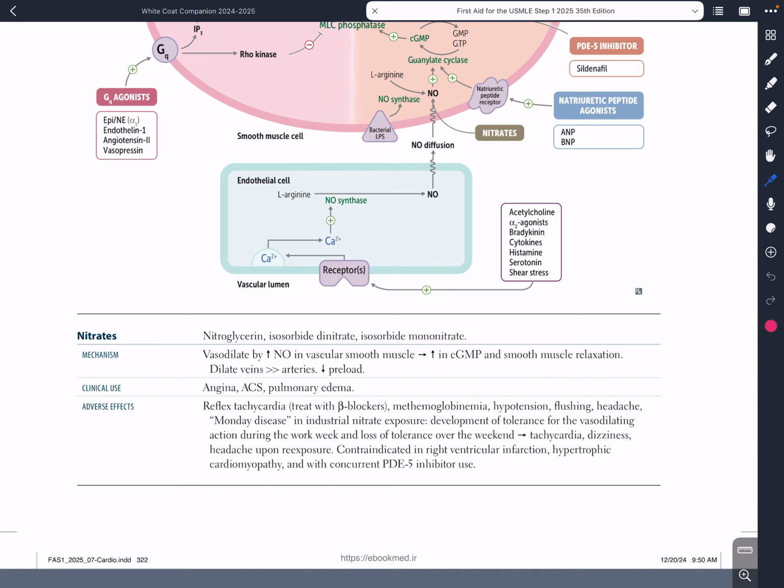There is development of tolerance for the vasodilating action during the work week and loss of tolerance over the weekend. So this leads to tachycardia, dizziness, headache upon exposure.